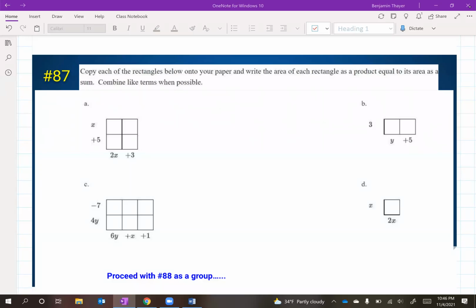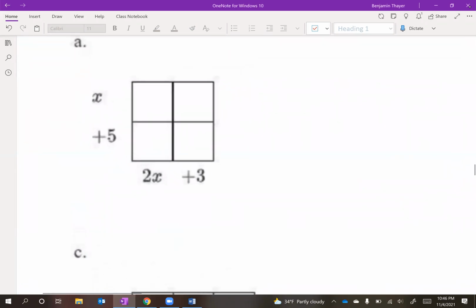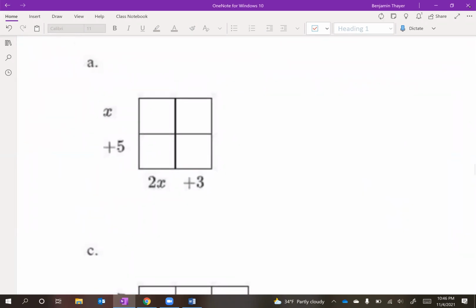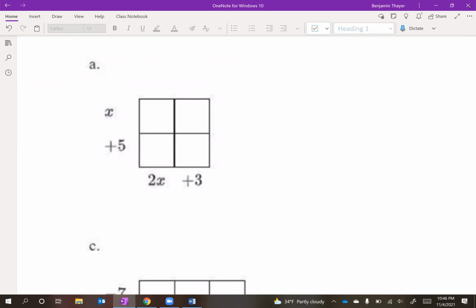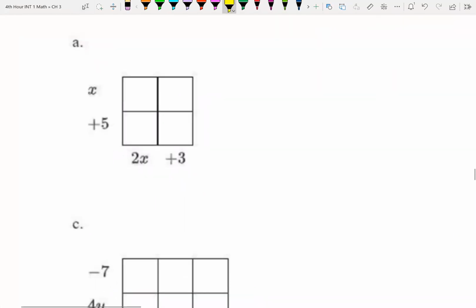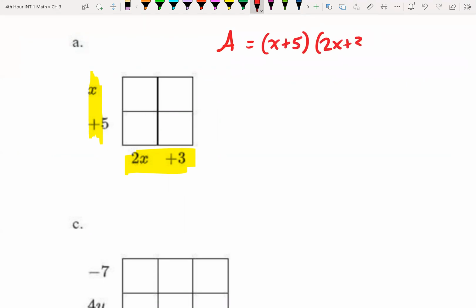Okay, I hope you've had a moment to copy down each one of these. If not, pause the video and copy down the area models. Let's take a look at part A. Part A, we already have the dimensions right here. That's what these are on the side. These are the dimensions of this area model. To fill in the inside of this area model, we have to multiply these dimensions times each other. So first, the area as a product would just be x plus 5 times 2x plus 3.